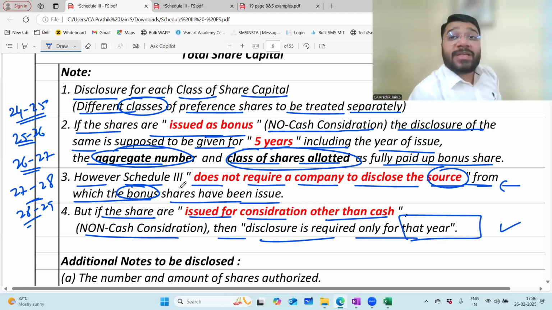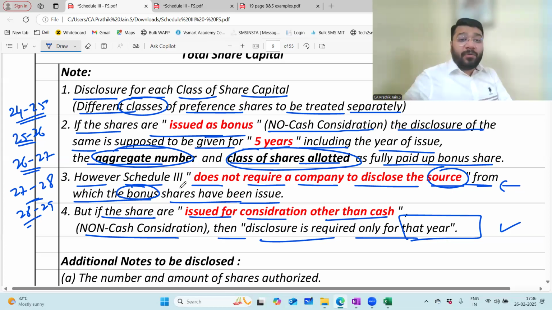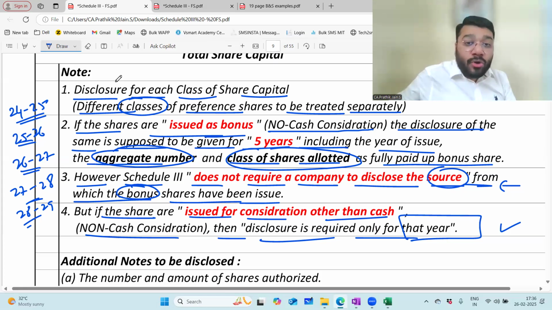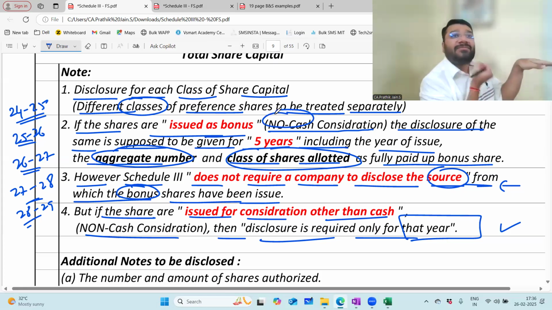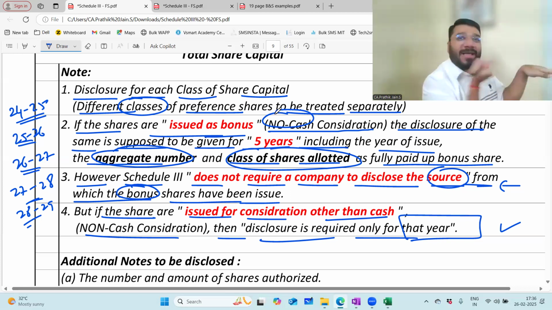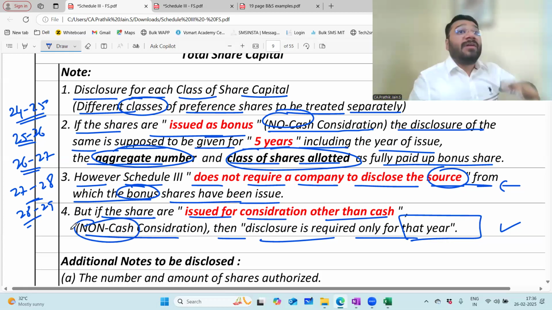For issue of bonus shares, do we need to show disclosure? Yes. Bonus issue is also called no cash consideration. Are you able to follow? No cash consideration means no cash. I'm issuing shares and getting nothing in return: no cash, no service, no asset, nothing. That is a bonus issue. I'm giving the shares free of cost. There's also something called non-cash: I'm getting consideration, but it's not in cash. It is in some other form, other than cash. Are you able to follow?